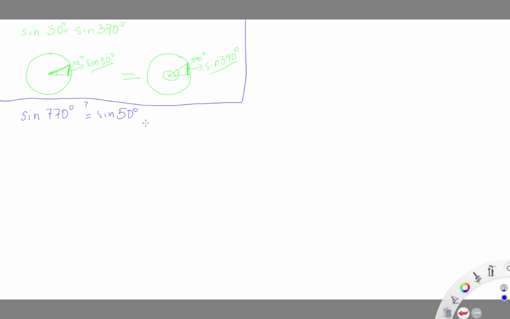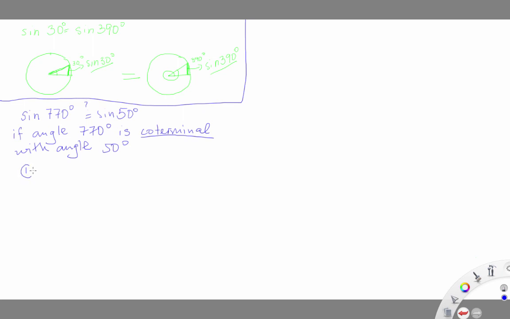So to be able to answer this question, I really have to find out if an angle with measure 770 degrees is coterminal with an angle that measures 50 degrees. Okay, this is what I really have to find out. If the two angles are coterminal, then we already know that their sine functions are going to be equal. So here's a little procedure for you to find this out.